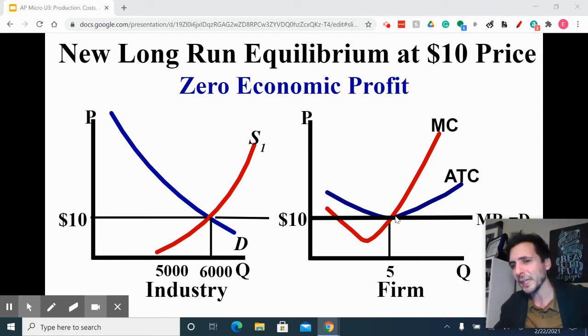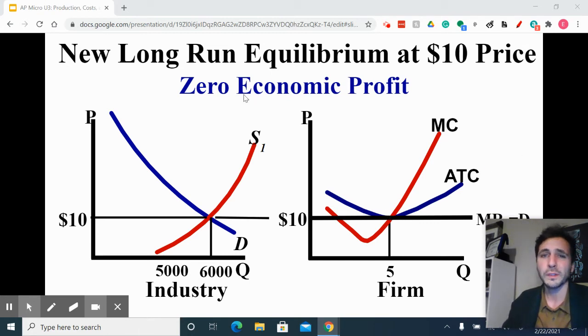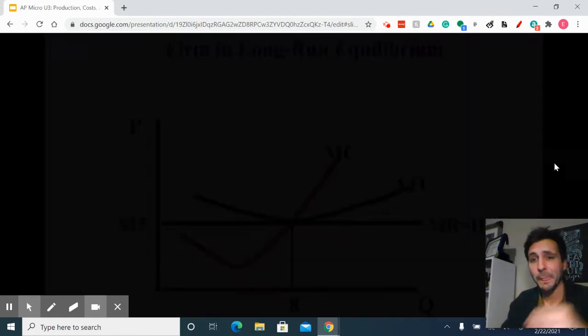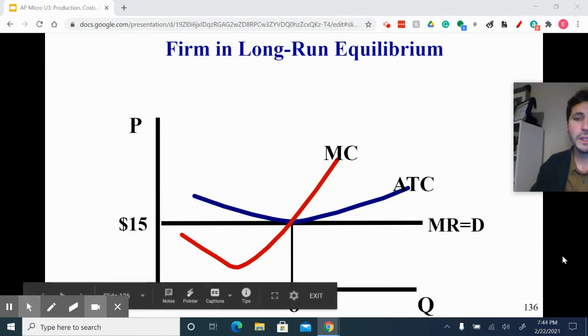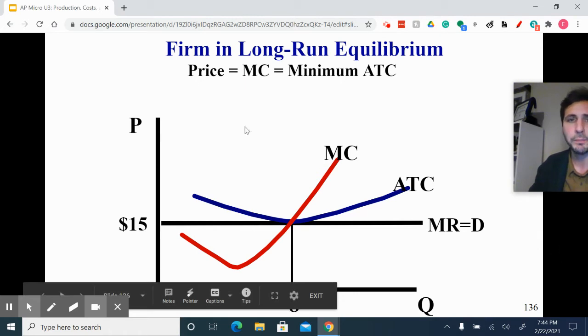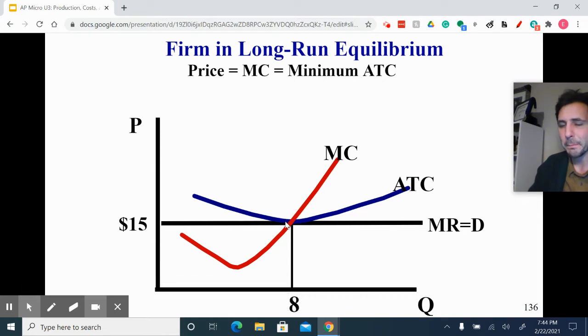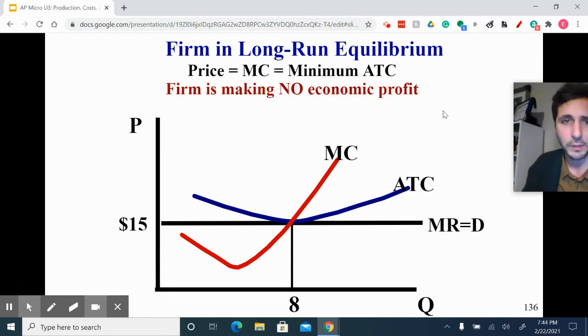They'll continue to enter the market until there is no more incentive to do so, or until we have 0 economic profit at that new equilibrium. Okay, not so bad, right? There's a logic to it. So this is a firm in long run equilibrium. Price equals marginal cost equals minimum average total cost. It's going to be intersecting at the minimum point. That becomes important a little bit later.